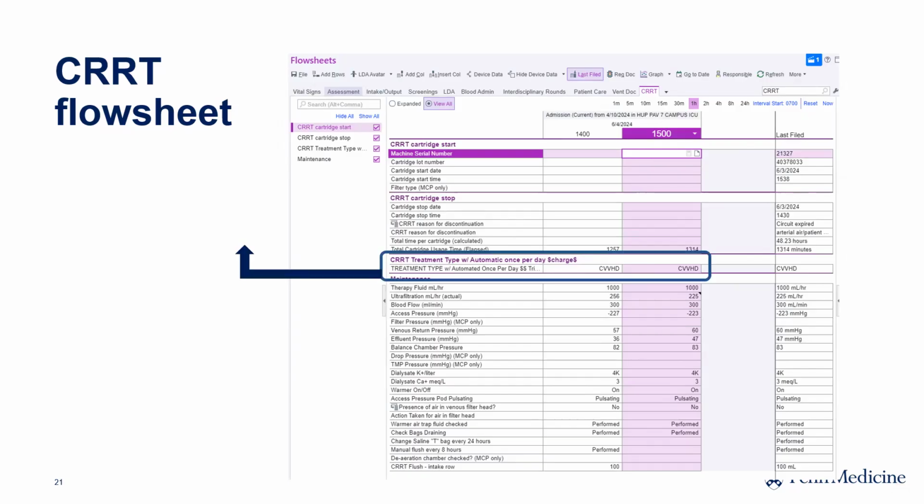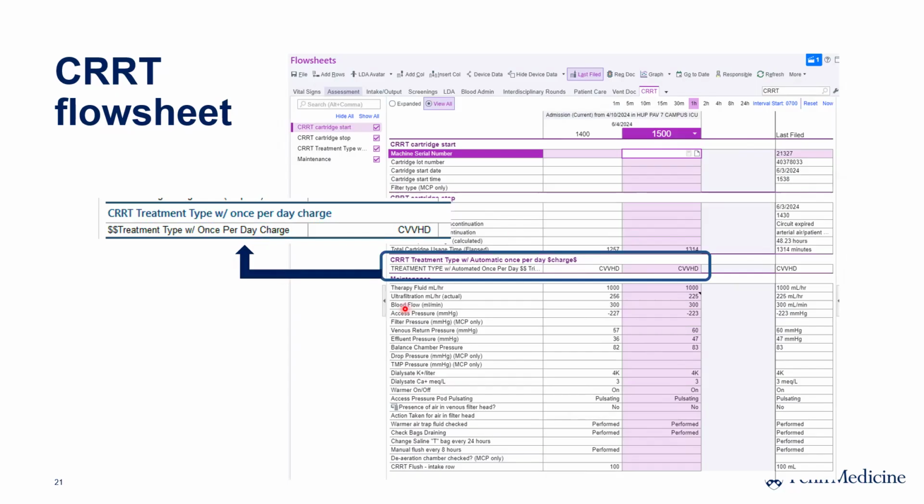In addition to this, your CRT treatment type should be placed in the flow sheet at least every 24 hours. So this causes an automatic charge. So if you put this in, this is ensuring that the patient is charged for the CRT. And again, it should be documented. There were a couple of times where the patient wasn't charged for 4 or 5 days for their CRT because this wasn't done.